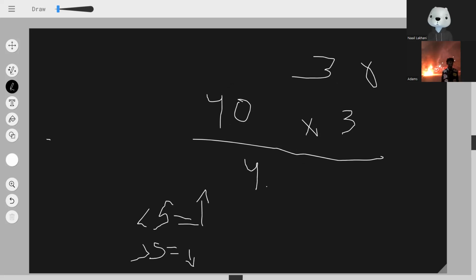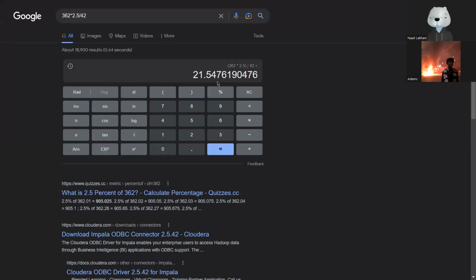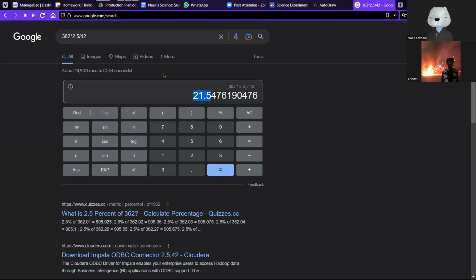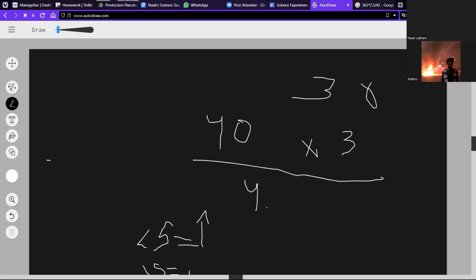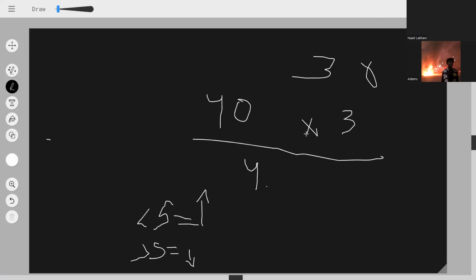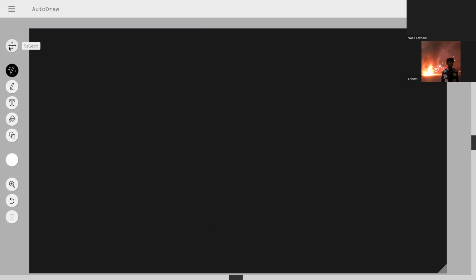Hold up. Wait. So that'll give you, you see here, if you were to do it normally, you would get 1.547 and so on, which is confusing, and we don't have a calculator. So it's pretty hard to do, I would say.